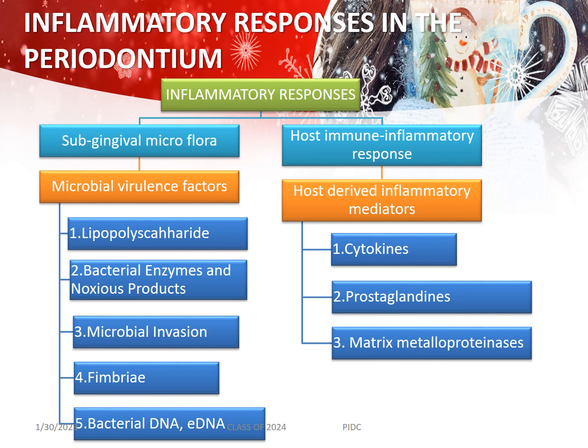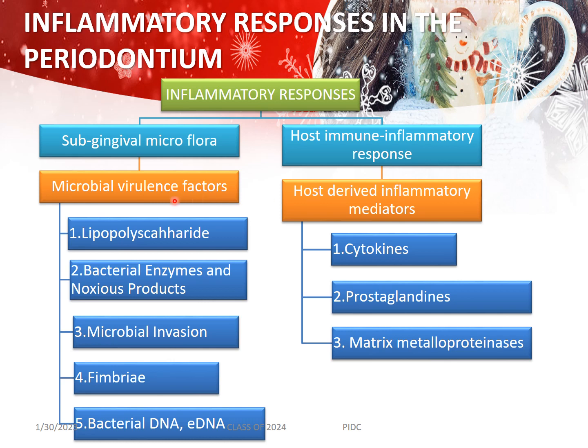Next, coming on to the inflammatory responses in the periodontium. The inflammatory response generally has two major mediators which are being produced. So this inflammatory response by the body results in production of two mediators. One is given by the subgingival microbiota, which are the microbial virulence factors. Another is by the host immune inflammatory response, which are the host derived inflammatory mediators.